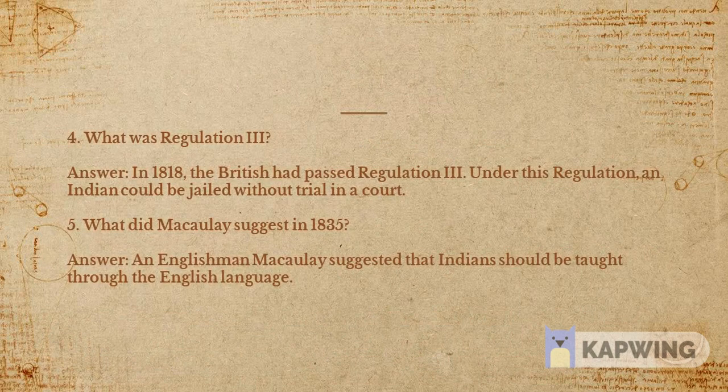Fourth question is, what was Regulation 3? Answer is, in 1818, the British had passed Regulation 3. Under this regulation, an Indian could be jailed without trial in a court.